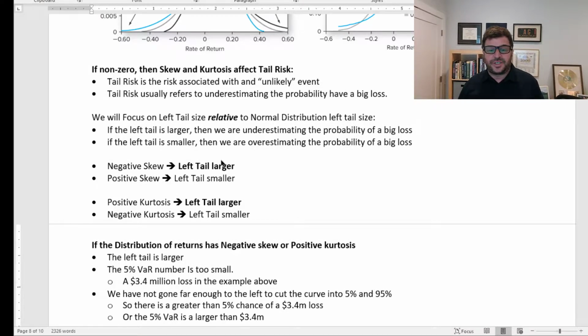And remember, tail risk is associated with an unlikely event. It usually refers to underestimating the probability of having a big loss. And so we're going to focus on the left tail relative to the normal distribution left tail, thinking about the number that we calculated using the 5% VAR with normal. If the left tail is larger, then we've underestimated the probability of a big loss. And if the left tail is smaller, then we're overestimating the probability of a big loss.